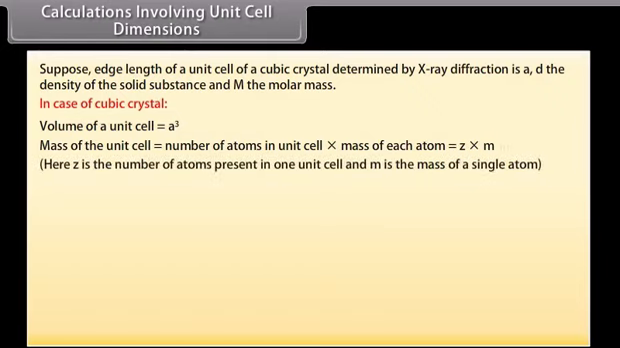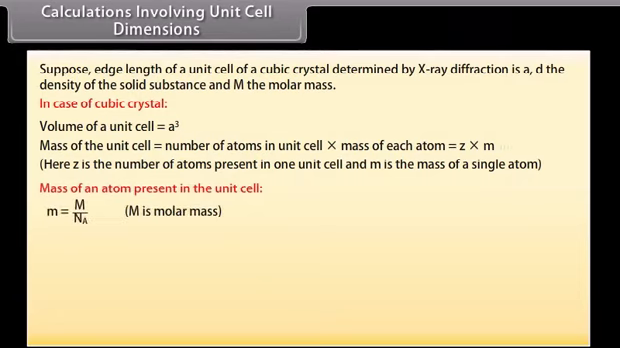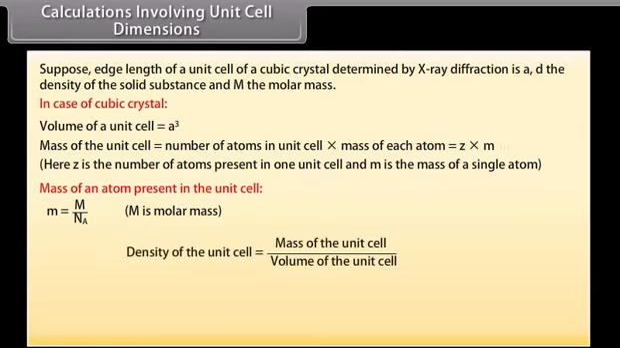Here, Z is the number of atoms present in one unit cell and m is the mass of a single atom. Mass of an atom present in the unit cell, m, is equal to M upon Nₐ, where M is the molar mass. Density of the unit cell is equal to mass of the unit cell upon volume of the unit cell. Therefore, it is equal to Z times m upon a³, which is equal to Z times M upon a³Nₐ. Or d is equal to ZM upon a³Nₐ.